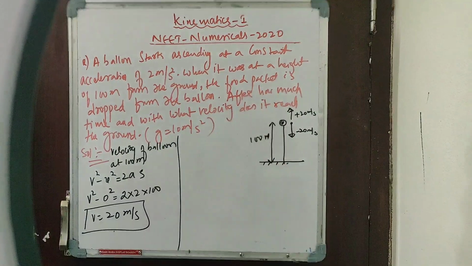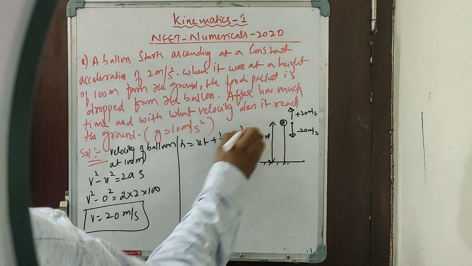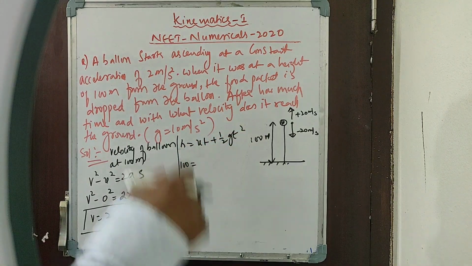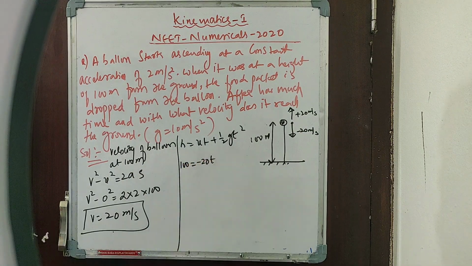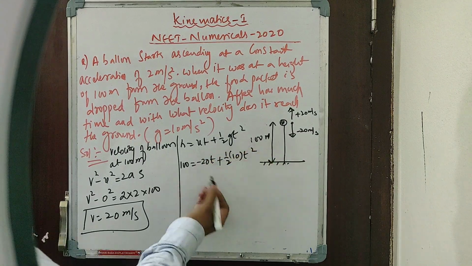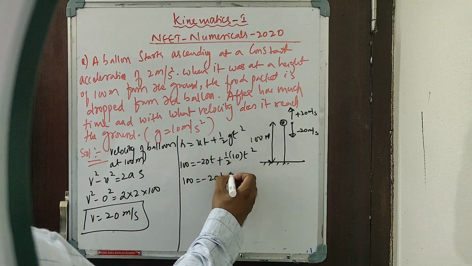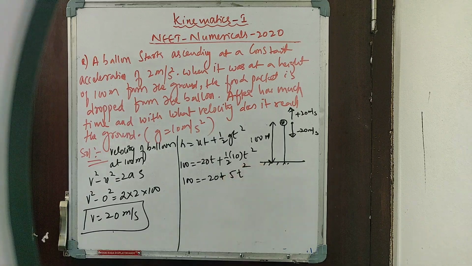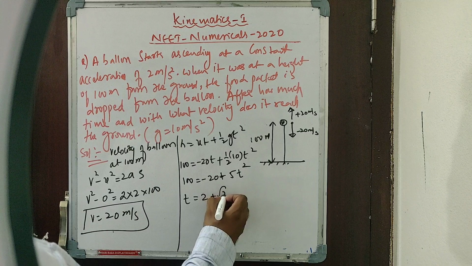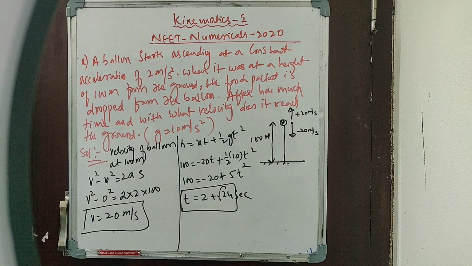Now the height which the food packet is traveling is 100 meters. So h is equal to ut plus half g t square. So 100 meters. Velocity is moving in the downward direction, so it is minus 20 into t, plus half g, which is 10, into t square. So this will be 100 is equal to minus 20t plus 5 t square. So I am getting a quadratic equation for this one. If I solve the quadratic equation, I should get the time, because time cannot be negative. So this comes out to be 2 plus root 24 seconds. So do the quadratic equation and simplify it. That is the time taken for it to reach the ground.